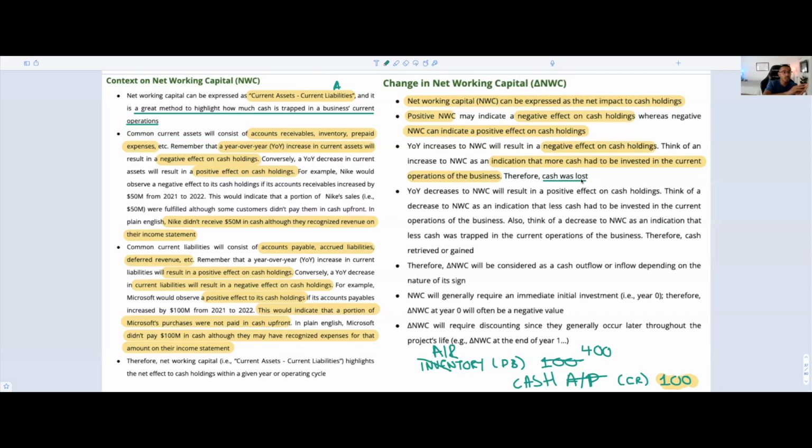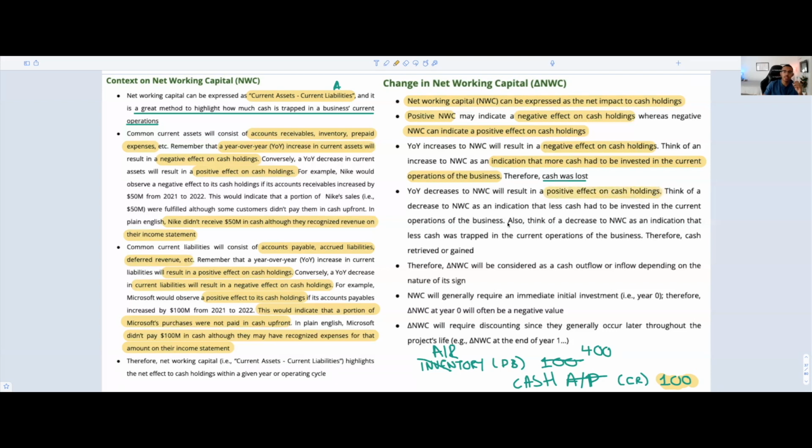If your inventory accounts increases, that means that you had to pay for that inventory somehow. And that somehow is through cash, assuming a normal business, and that you pay your payables. So if we look at a decrease to net working capital, a year-to-year decrease in net working capital, well, that, once again, indicates a positive effect on our cash holdings. So we have here a positive effect on our cash holdings.